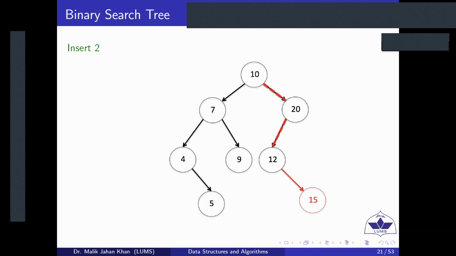So now let's try to insert 2 in this tree. Again, we start with the root node, which is 10. So we compare 2 and 10. 2 is smaller than 10, so we should go on the left side of 10.